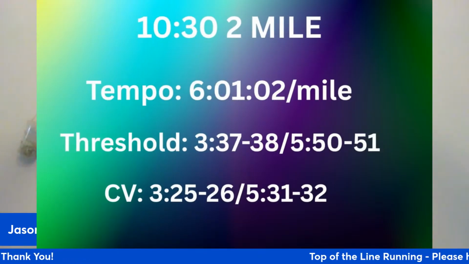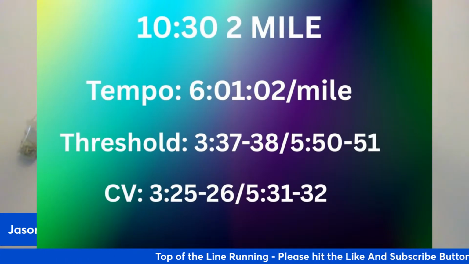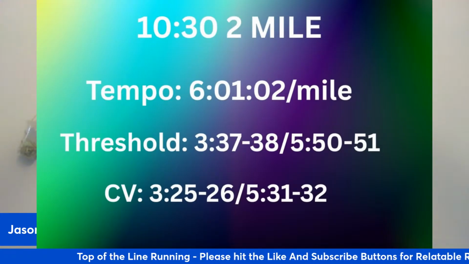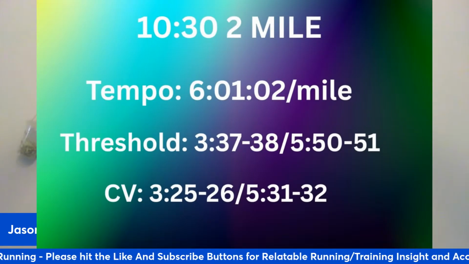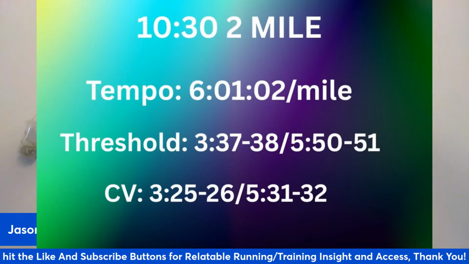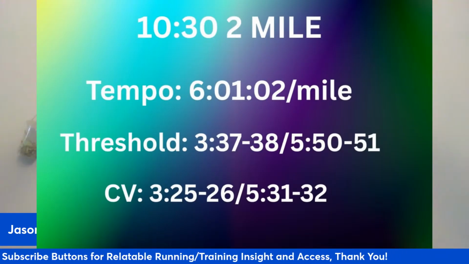Now, let's go to 10:30. Tempo runs now, you're locking in at pretty much 6-minute pace, 6:01 to 6:02 per mile, right? Same distance. Threshold reps, 3:37 to 3:38 pace or 5:50 to 5:51.